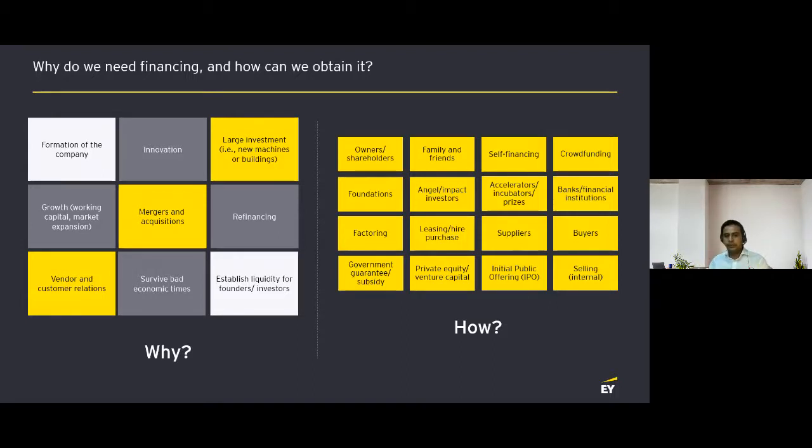So this is on the slide. There are a number of options which people must be facing or questioning themselves on why they need to raise the funds. At the same time, on the right hand side, we've listed a number of options where you could raise that capital. But I'll cover these in detail in the following slides.